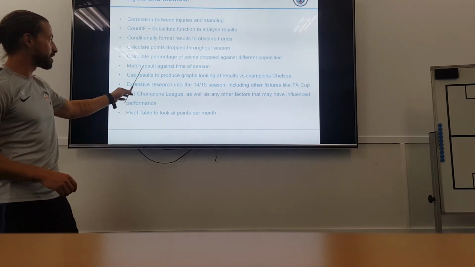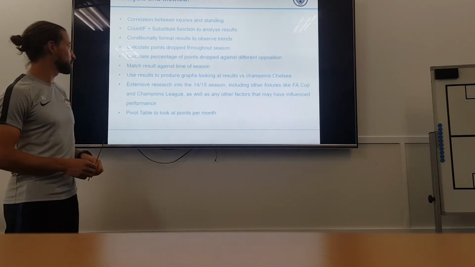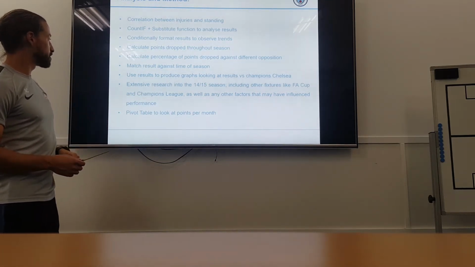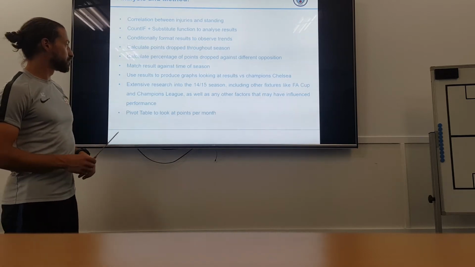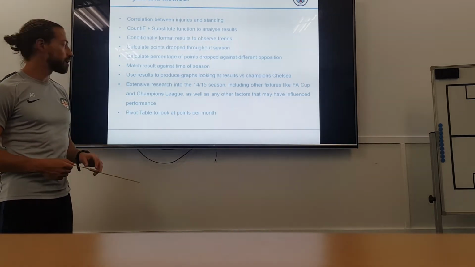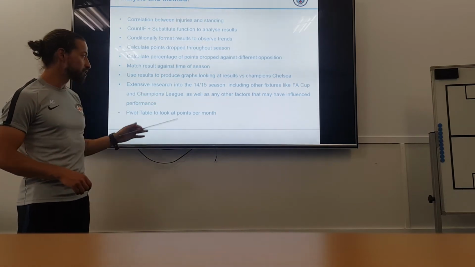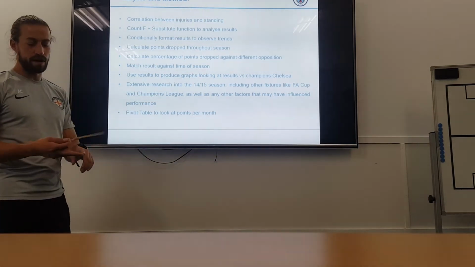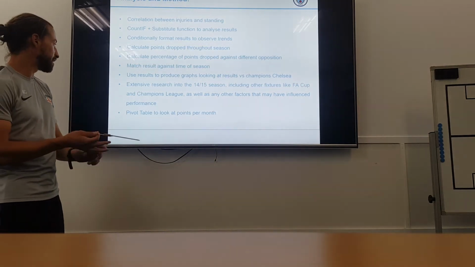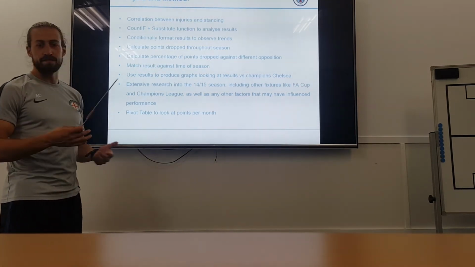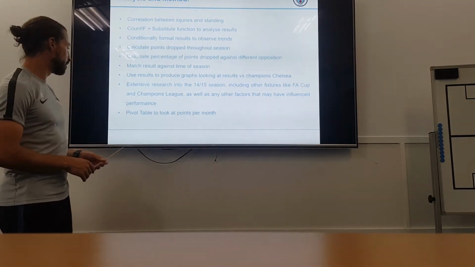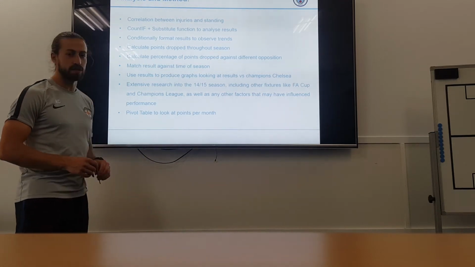Then I calculated the percentage of these points dropped against different opposition. Match result against the time of the season, using results to produce graphs looking at results versus the champions Chelsea. And then there was a fair bit of extensive research into the overall season, including other fixtures like the FA Cup, Carling Cup, Champions League, as well as other factors that may have influenced performance. And then I put it all through a pivot table to look at these points per month.